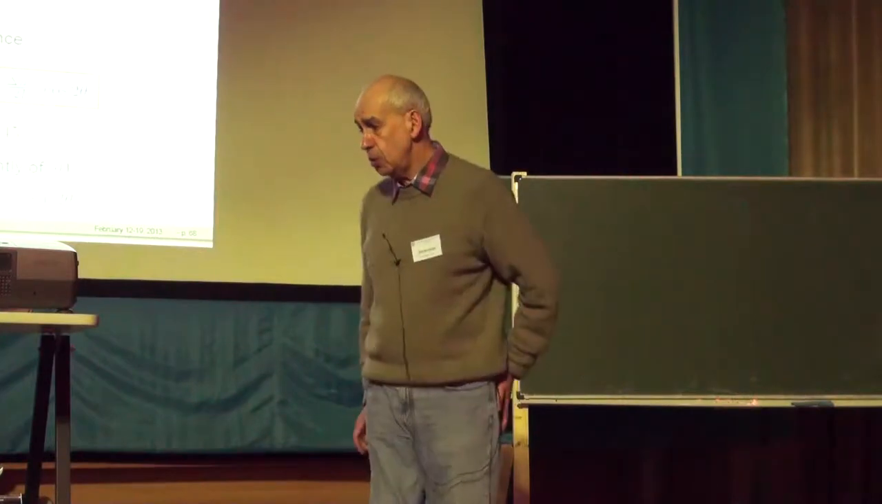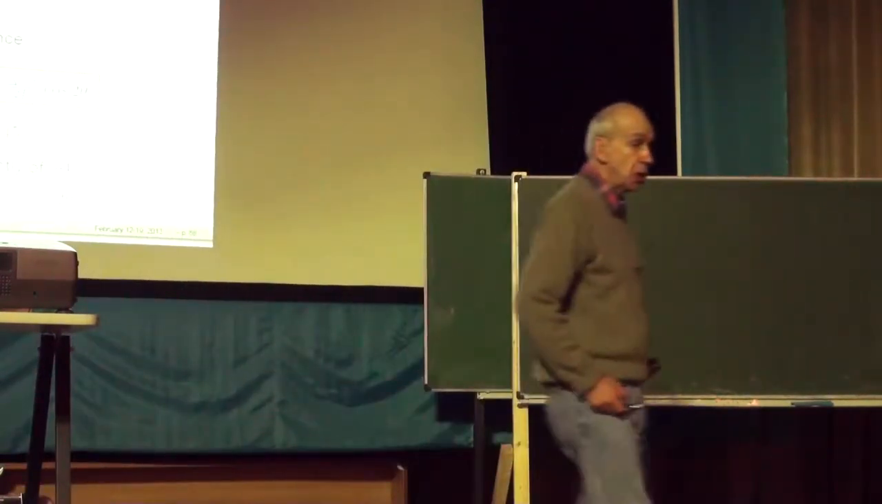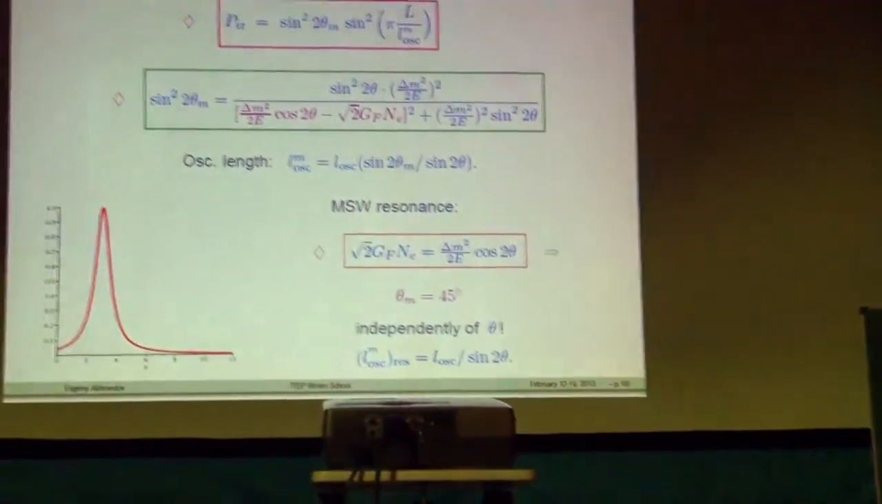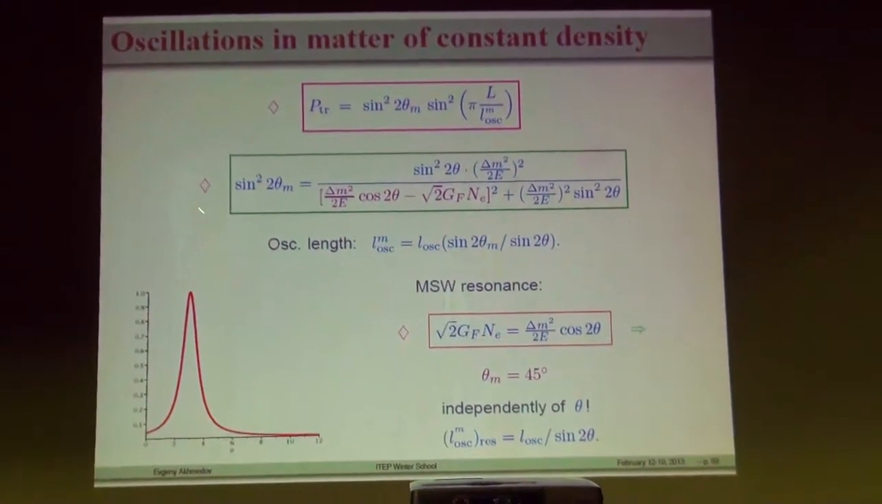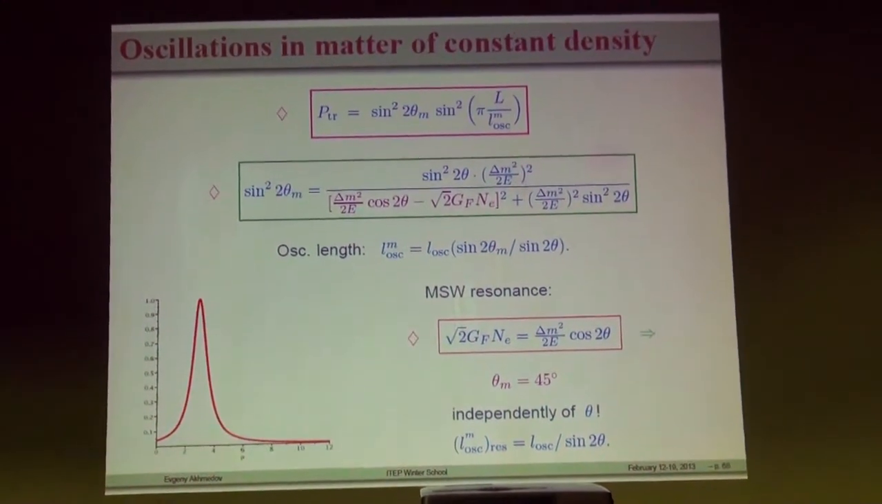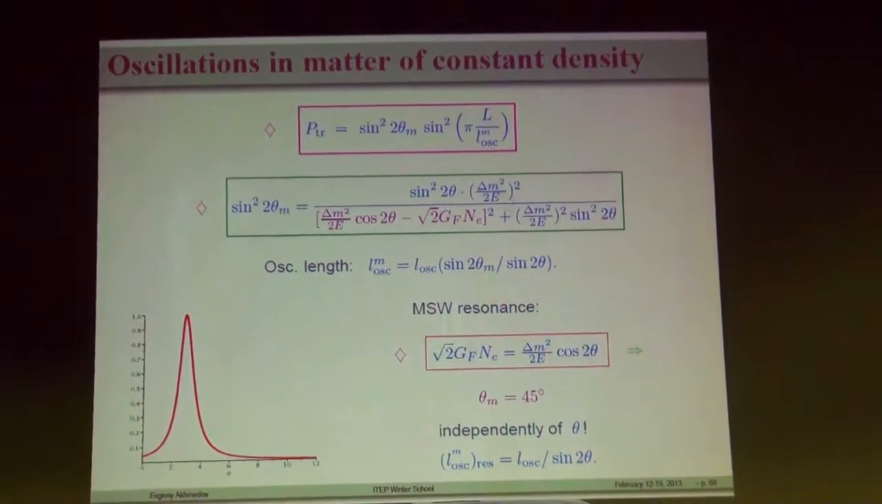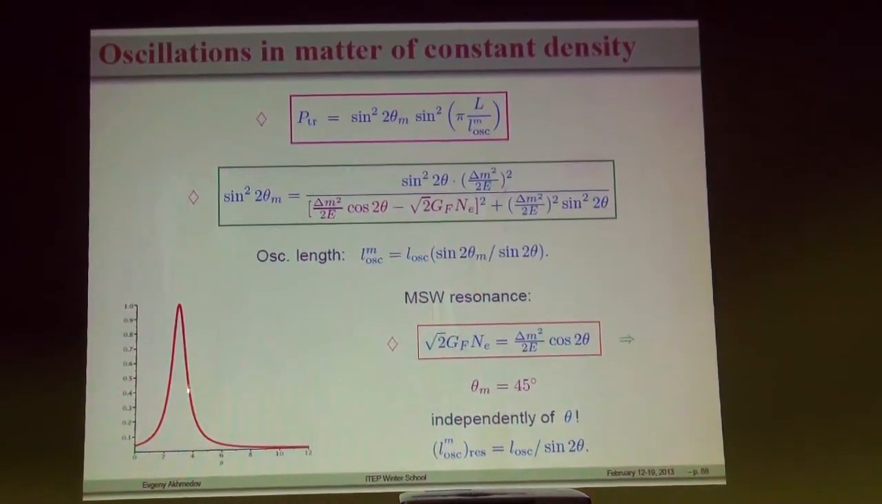Nevertheless, I'll try to discuss some important details without skipping them. So yesterday we discussed neutrino oscillations in matter of constant density, and we found that the oscillation amplitude in matter of constant density, which is given by the sine square of twice the mixing angle in matter, is given as a function of density by this curve.